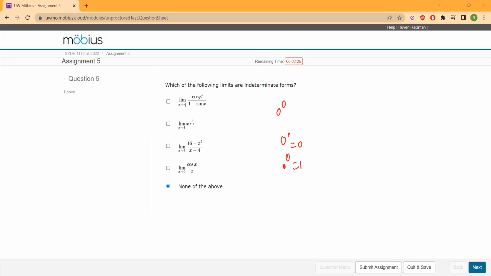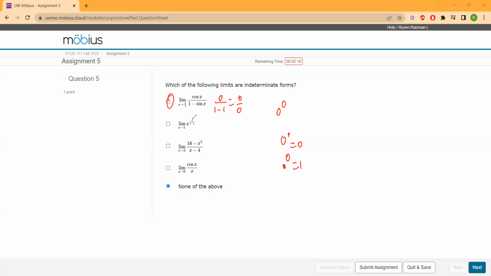So let's start. cos of x at pi over 2. cos at 90 is 0, and then 1 minus sine at 90 is 1. So we're going to get 0 over 0. So this would be, in fact, an indeterminate case.